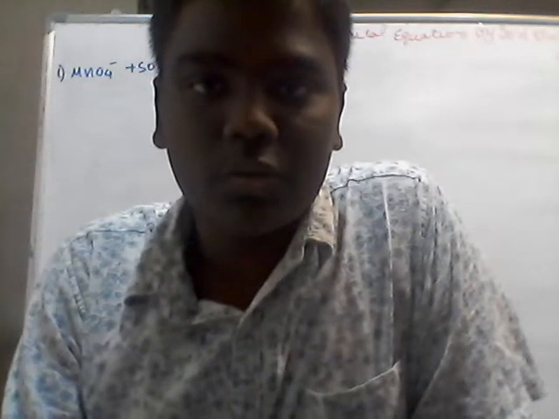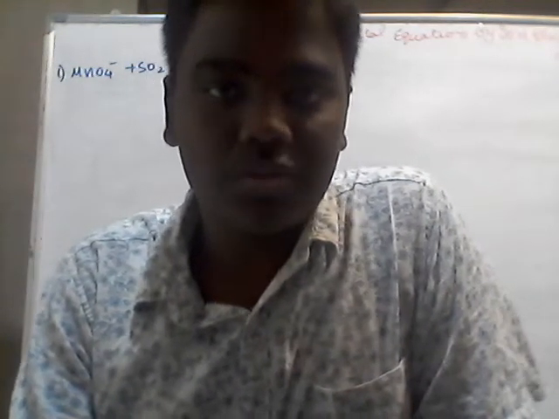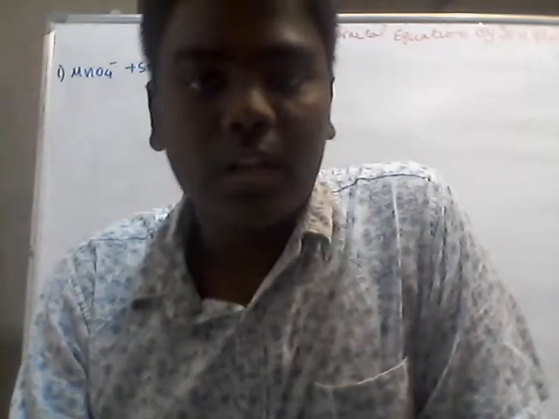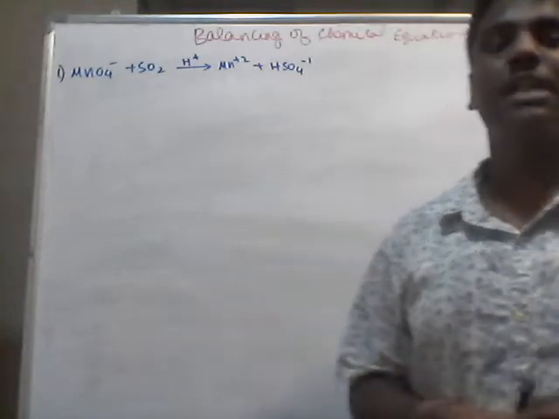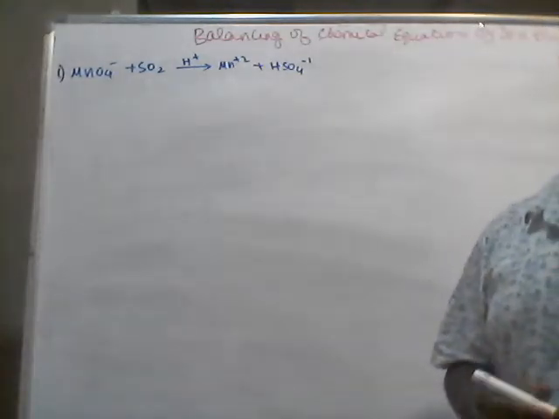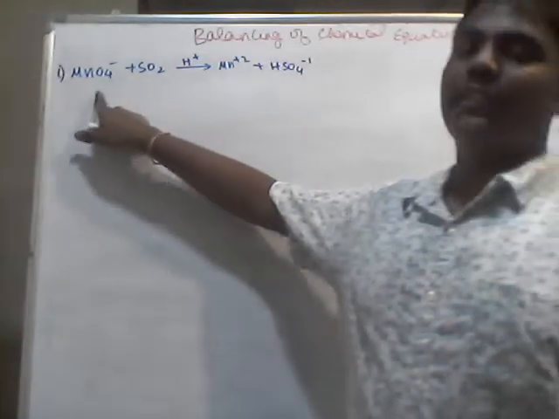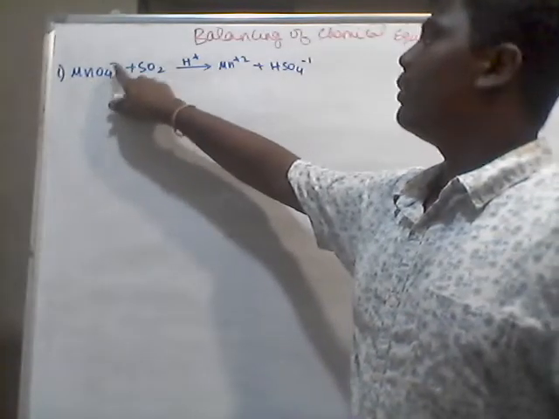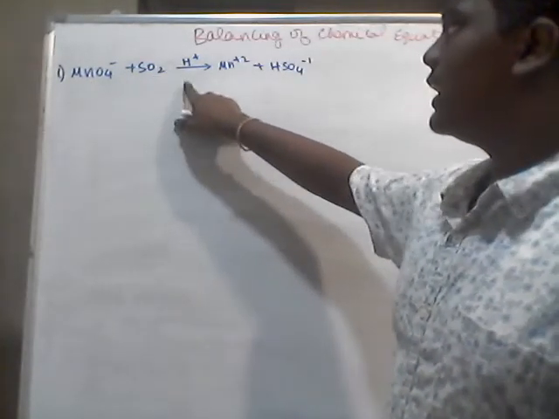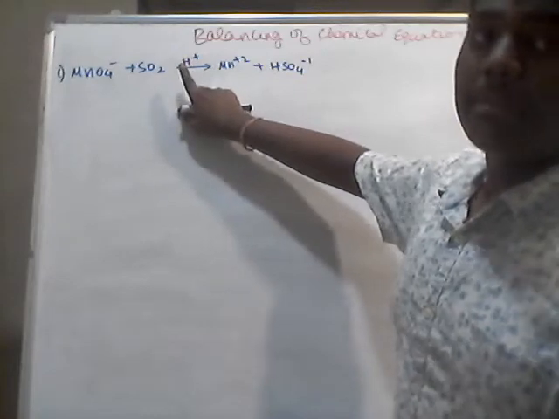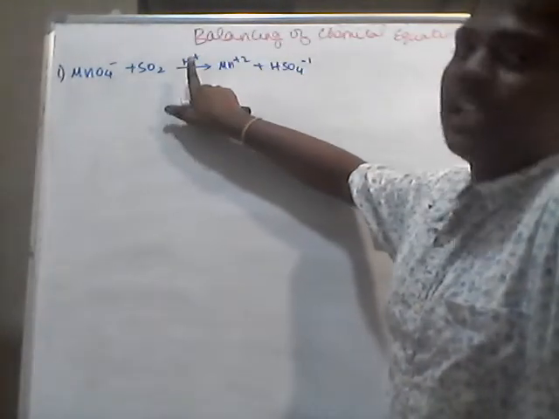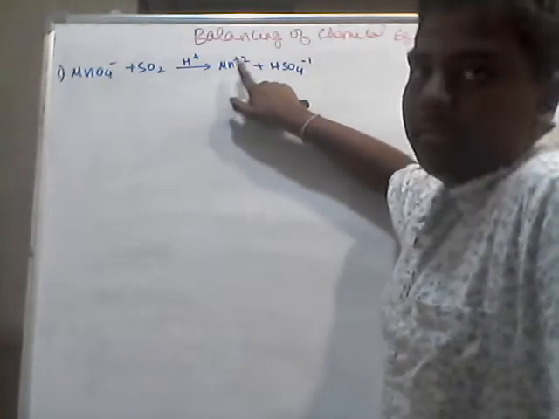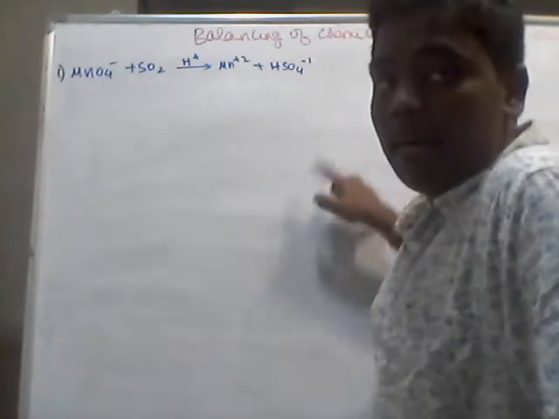In my previous video, I explained how to balance an equation with the help of the ion-electron method. So now in this video, we will do some examples based on that method. The first example that we have is MnO4 minus plus SO2 in the presence of acidic medium. When they are giving you H plus, you should understand that it's in the presence of the acidic medium, giving Mn plus 2 and HSO4 minus 1.